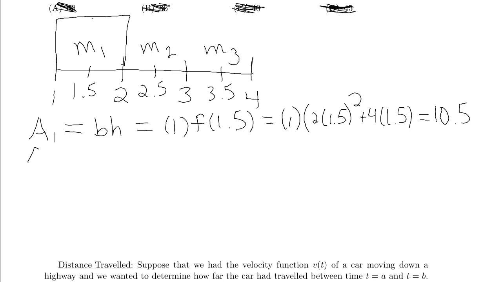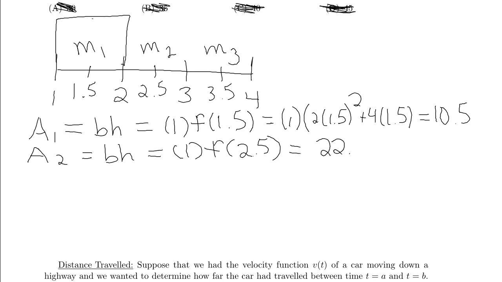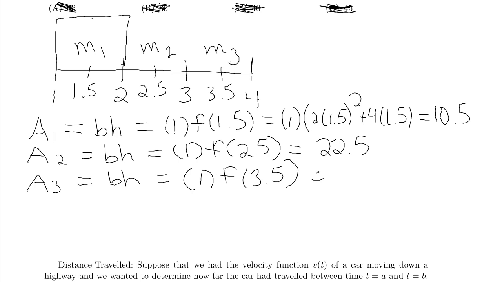Then for the second area, base times height, well, again, our base length is 1. And our height is determined by the y value of the function when x is equal to our second midpoint, which is 2.5. And so when we work this out, we end up with 22.5. For our third and final rectangle, our base times height ends up being, again, 1. And our y value, or our height, is going to be f of our third midpoint, so f of 3.5. And that works out to 38.5.